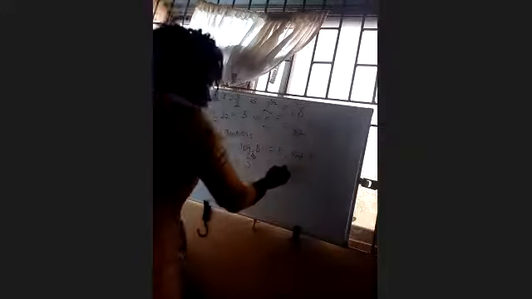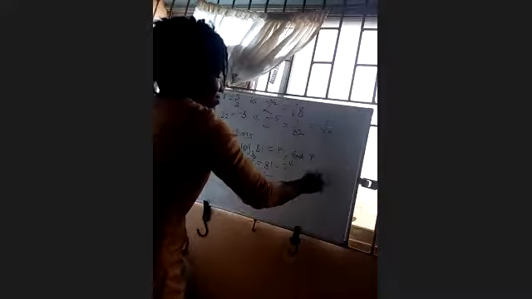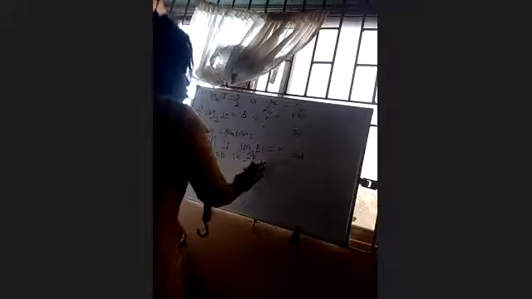81 is the same thing as 3 raised to power 4. When we say 3 in 4 places, 3 times 3 times 3 times 3, 9 times 9, 81. So 81 is the same thing as 3 raised to power 4. So if 81 is the same thing as 3 raised to power 4, that means 3 raised to power P is equal to 3 raised to power 4.